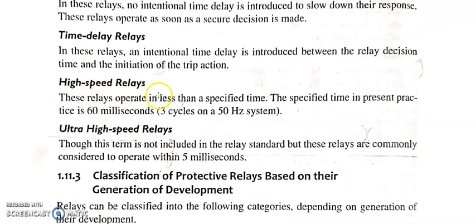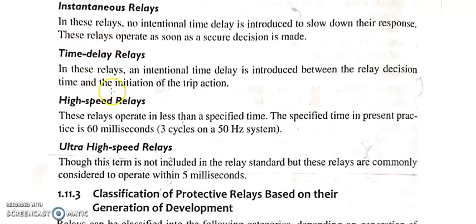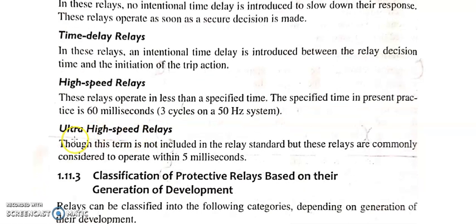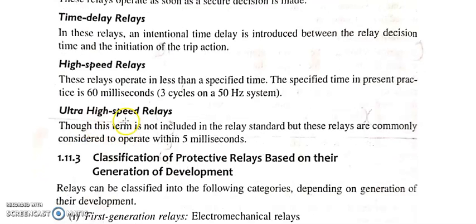Third one is high speed relays. The name indicates higher speed than the instantaneous relay, that is, it works at the rate of 60 milliseconds, so your relay will operate in less than 60 milliseconds. The fourth one is ultra high speed. It is not categorized under standard relays, but these relays will operate in even less than 5 milliseconds.